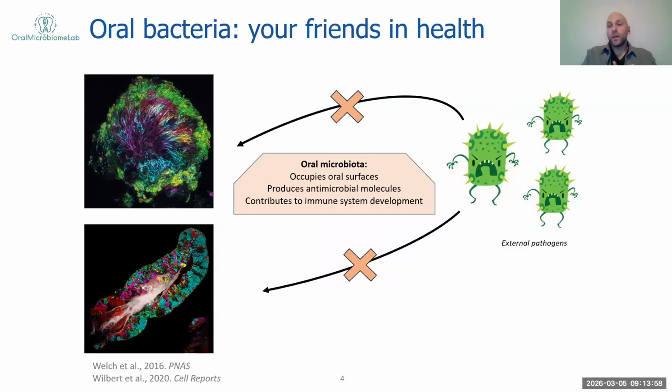And they're also our friends in health, at least, because one function that the oral microbiota has, like the other microbiota on human body surfaces, is that it makes it more difficult for external pathogens to colonize because the microbiota occupies the surfaces, produces antimicrobial molecules, and contributes to immune system development and maintenance.